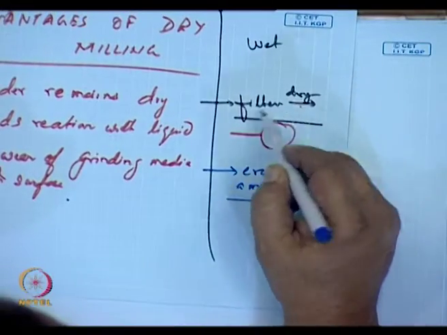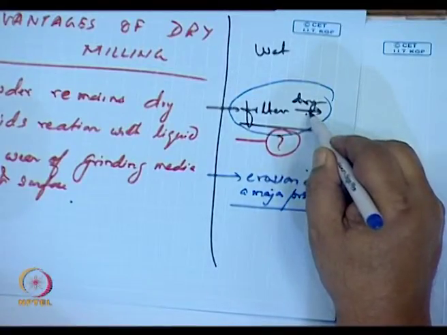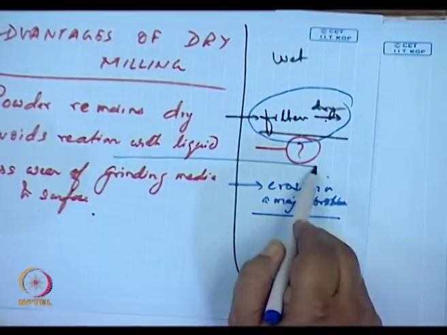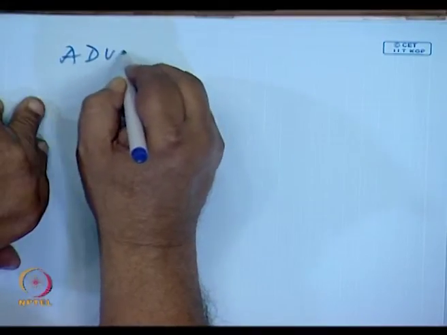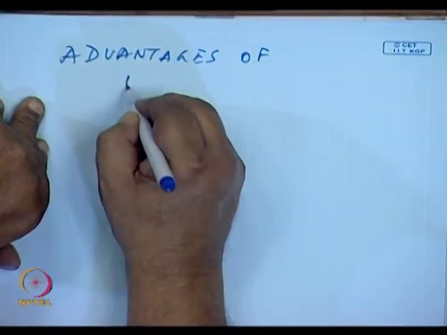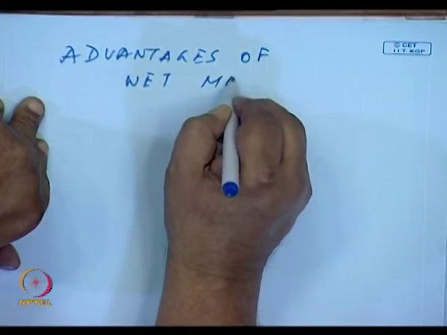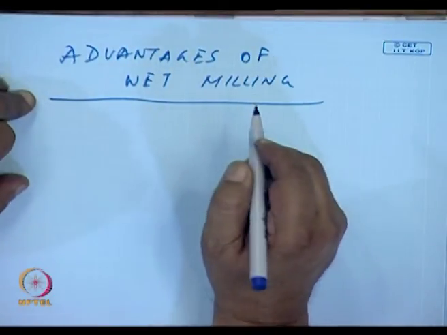With wet ball milling, I have said there are certain disadvantages. If I am doing wet ball milling, I have to filter it, then dry it. During this drying step, the powder may agglomerate, the liquid may react, and erosion is a major problem. However, there are certain advantages of wet milling.